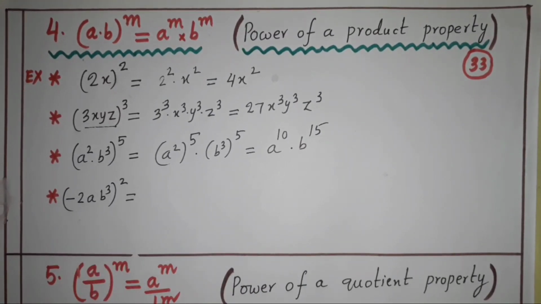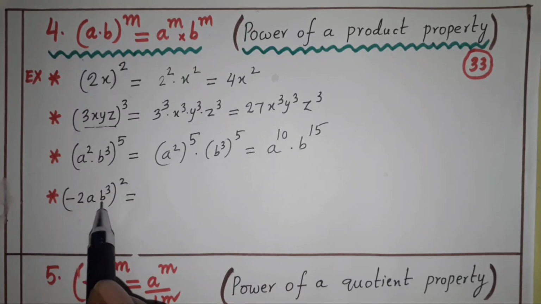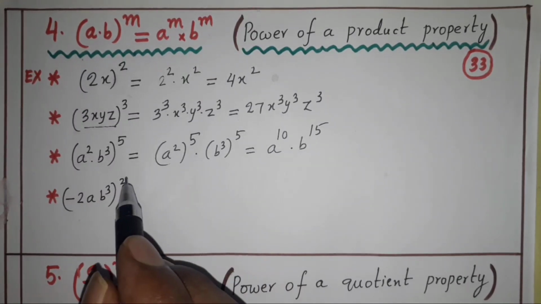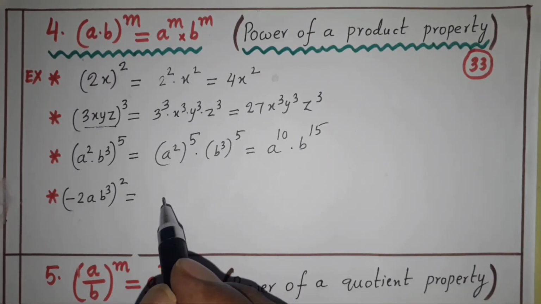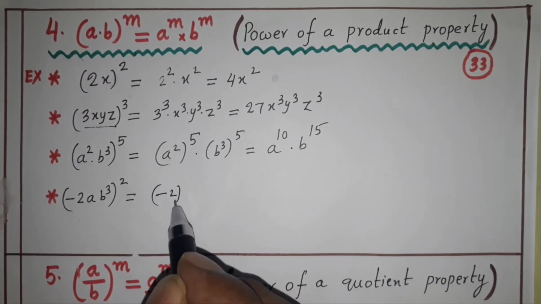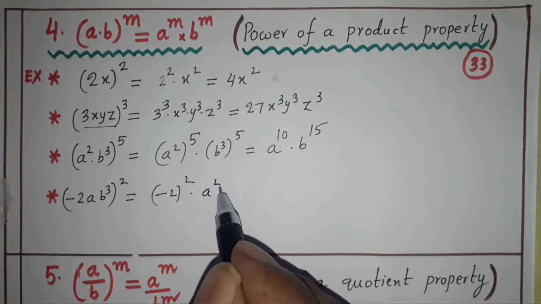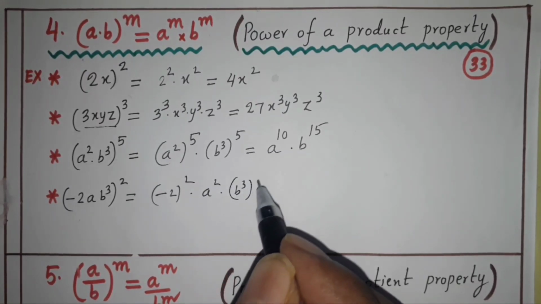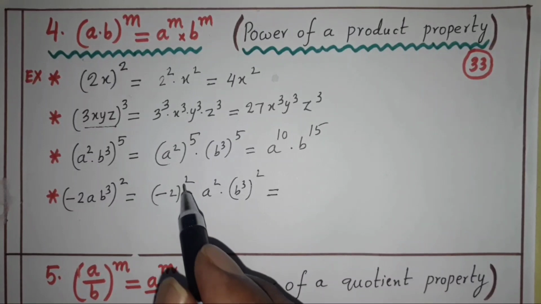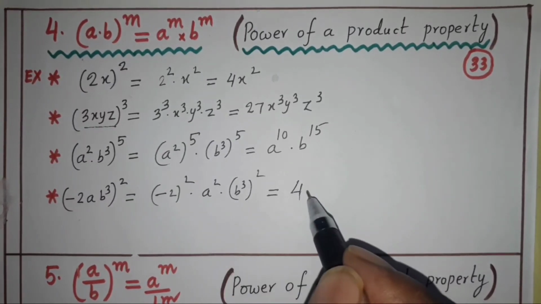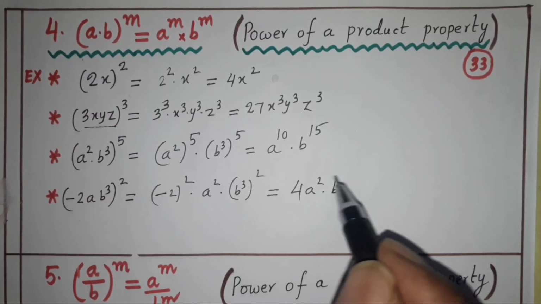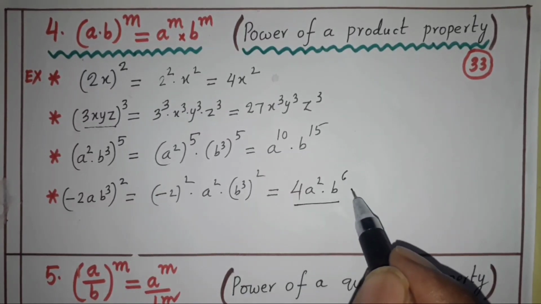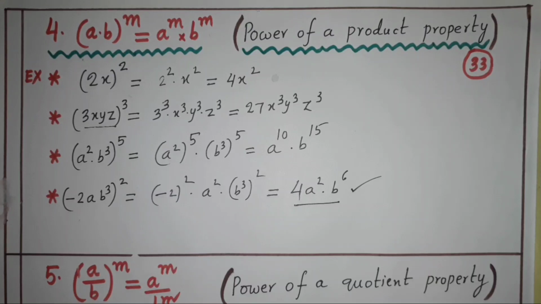The last example, children, (minus 2a cube) whole square. So you apply the whole square for everything inside the bracket. Then it is (minus 2) whole square into (a square) into (b cube) whole square. Then (minus 2) whole square is 4, a square is a square only, b cube whole square means 3 2s are 6. So overall 4a square b to the power of 6.